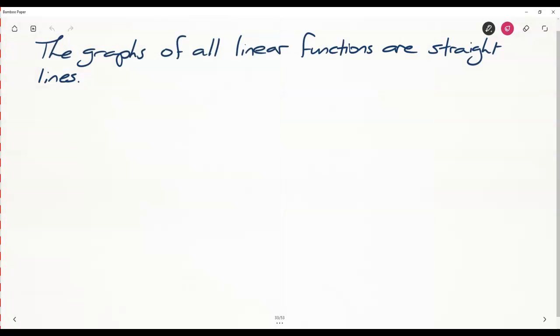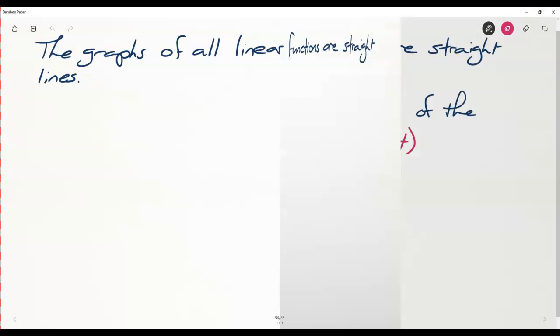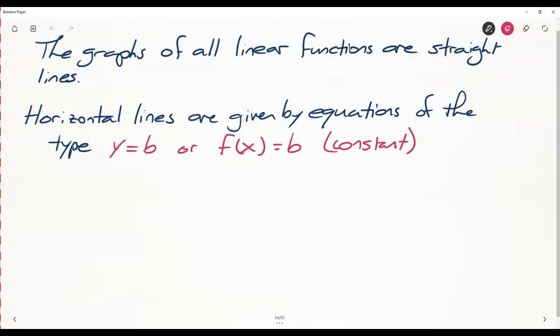I already made the comment that the graphs of linear functions are straight lines. So let's start by talking about horizontal and vertical lines. Horizontal lines are given by equations of the type y equals b or f of x equals b. Remember, we just called those constant functions on the previous slide. So if your function is constant, its graph is going to be a horizontal line that has the y coordinate equal to whatever the function value said it was.